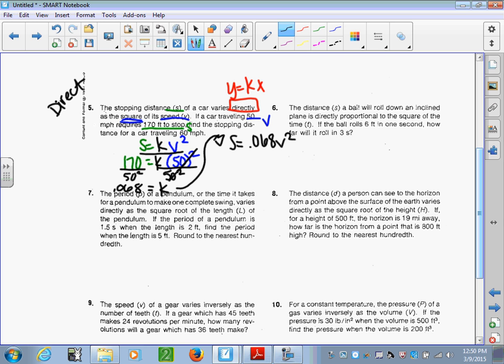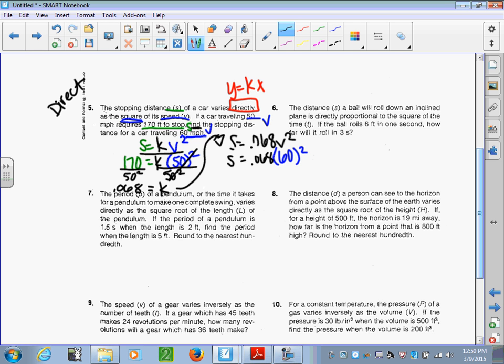Alright, so now I'm going to go to the next sentence. It says, now it wants me to find the stopping distance for a car traveling 60 miles per hour. So if it's traveling 60 miles per hour, that's my speed. Remember, speed is V. So I'm going to put in 60 where I have a V. And I already have 0.068 here. And it wants to know what the stopping distance is, which was S.